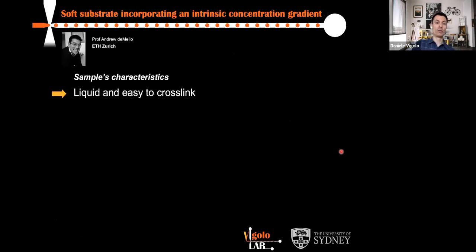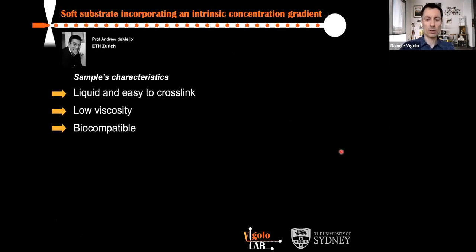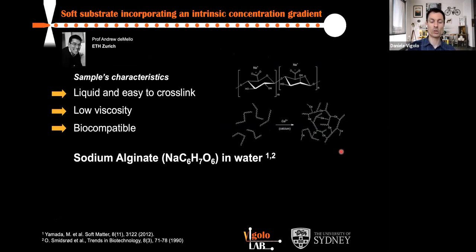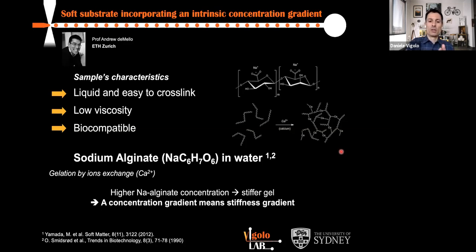And so that's what I've been doing. I developed that starting at ETH, and we looked at the easiest possible sample to test. That was obviously biocompatible, but we also wanted something with a relatively low viscosity to develop this technique in a relatively quick fashion. So we started with sodium alginate, which again is a very well-known system. It can gelate in the presence of calcium ions, and we know for sure that the concentration gradient of sodium alginate will create a stiffness gradient. And so that was the ideal candidate for our initial test.